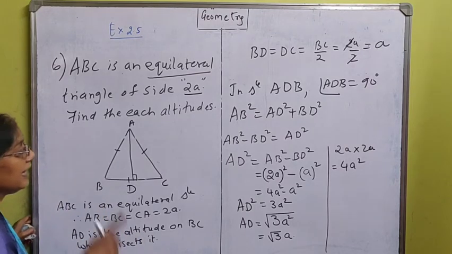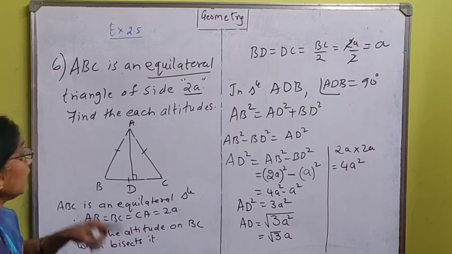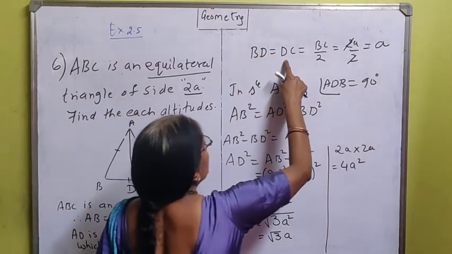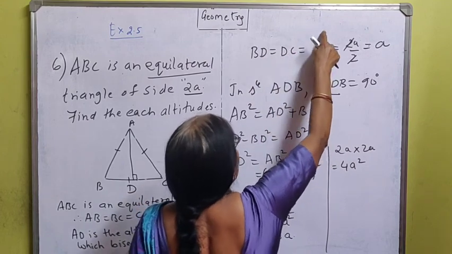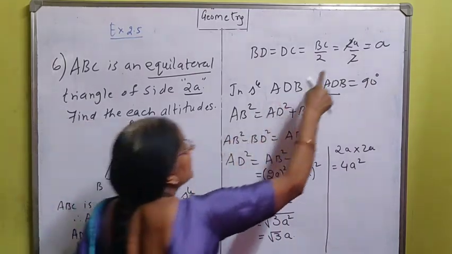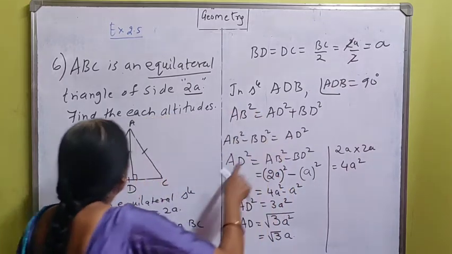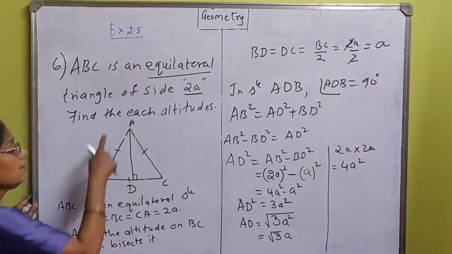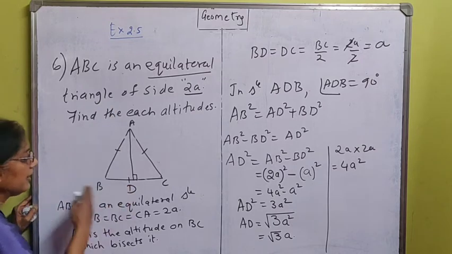I told you AD is also a median, so it is bisecting side BC. Means BD will become equal to DC. BD is equal to DC is half of BC, so BC by 2. But what is the value of BC? It is 2A by 2. 2 cancels, so we get A. Now we will take any one triangle. You can take ADB or you can take ADC. In both triangles you can prove the same. We will take triangle ADB.